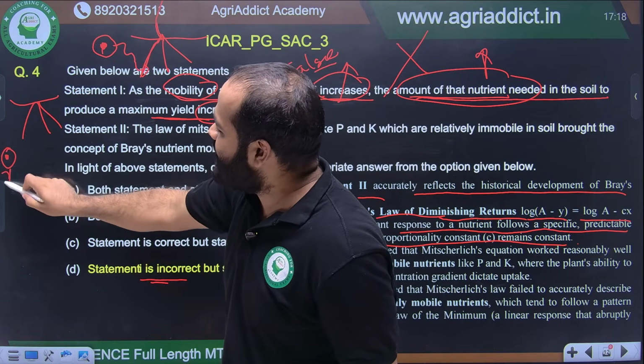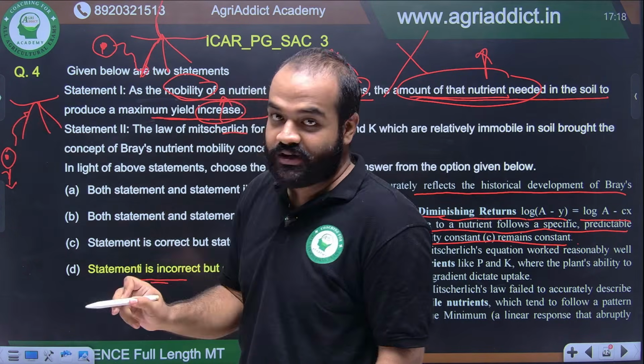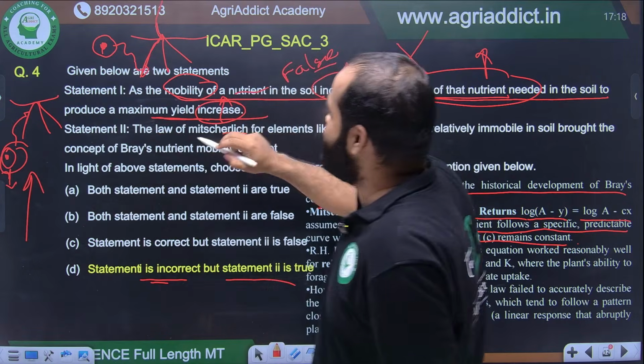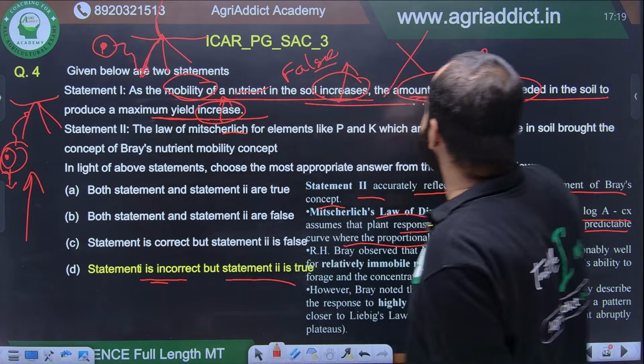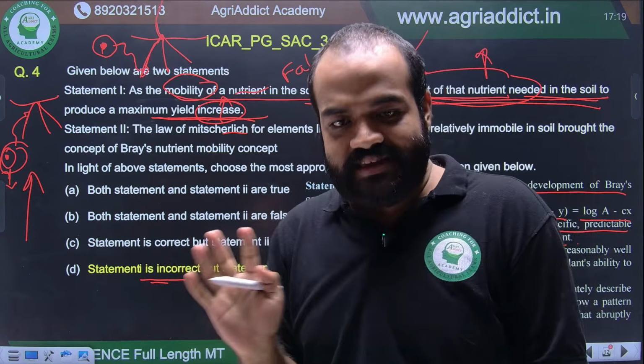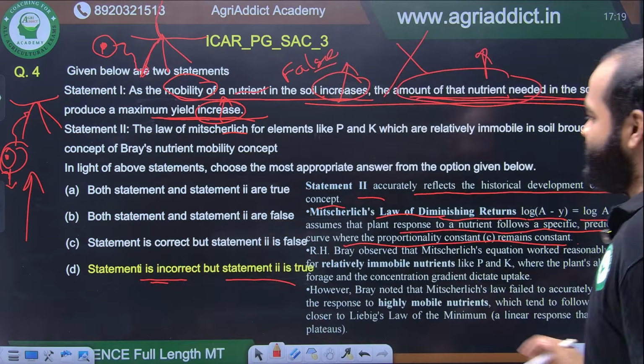लेकिन अगर वो जो न्यूट्रिएंट है वो अगर इमोबाइल है, तो वो तो यहीं पर ठहर जाएगा ना, it will not travel to the root. So immobile nutrient will be needed in more amount to make the maximum yield. But अगर mobility बढ़ जाएगा तो amount of nutrient needed in the soil to produce maximum yield increases. इसका ये नहीं है, all right.